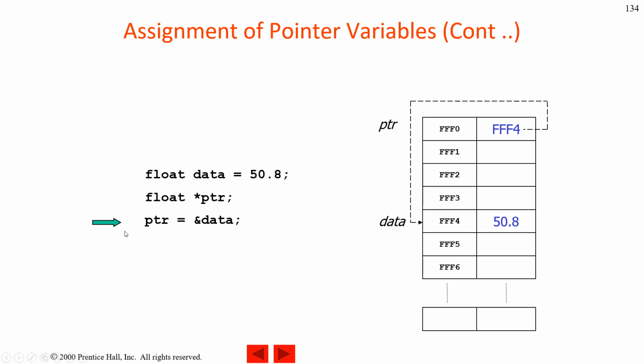And the third one is ptr equal to ampersand of data. So this value over here is assigned to the ptr. So ptr actually now refers to this data, or the value of ptr is this address, and what value comes when we go to this address, we get from asterisk ptr.